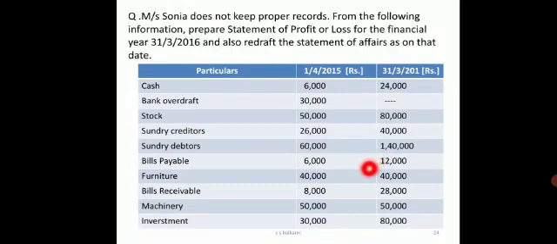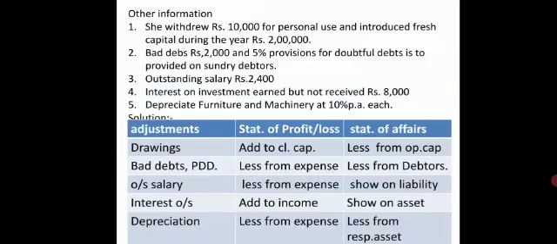Now from this we have to prepare the opening statement of affairs to know the opening balance and closing balance. The problem further states that Sonia has withdrawn rupees 10,000 for personal use and had introduced fresh capital during the year of rupees 2 lakhs. Bad debts are rupees 2,000 and an additional provision has to be made at 5% on debtors. There was outstanding salary of 2,400 rupees. Interest during the year on investments is earned but not yet received. Then depreciation: machinery has to be depreciated at 10% each. These are the adjustments which have to be considered at the time of preparing the statement of profit or loss.